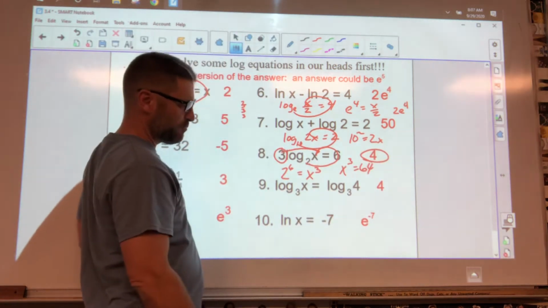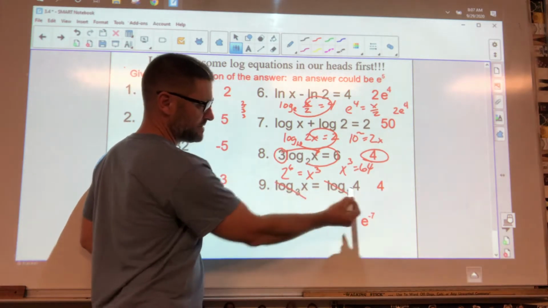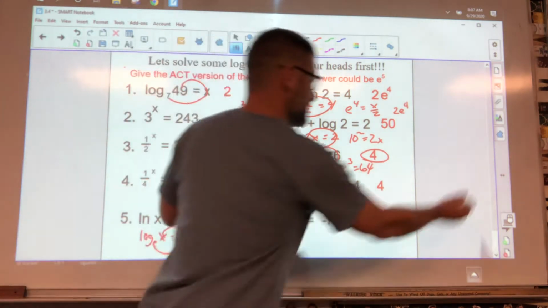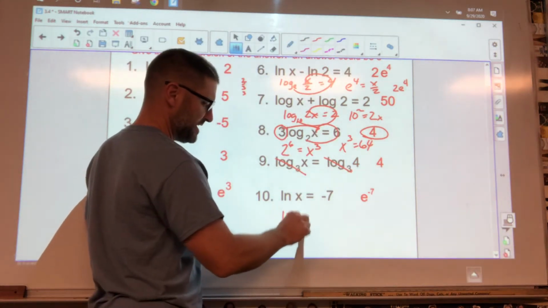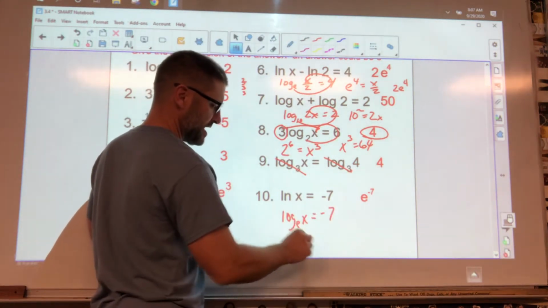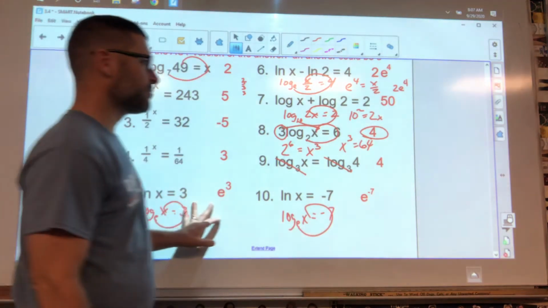This one is a one-to-one property, or the whap-whap property. Log base 3 and log base 3 go away, x equals 4. And then the last one, ln is the same as log base e of x equals negative 7, and I can pigtail it. e to the negative 7th equals x.